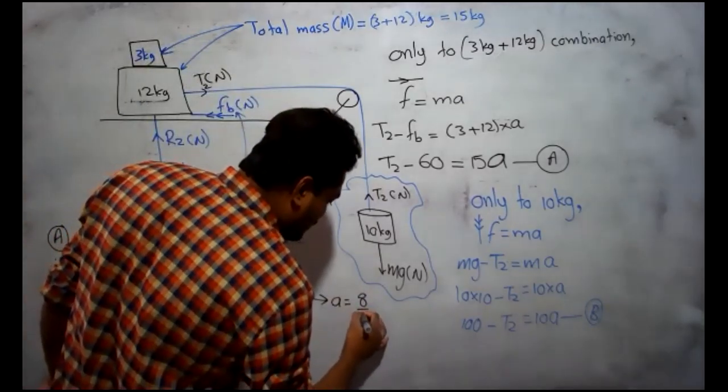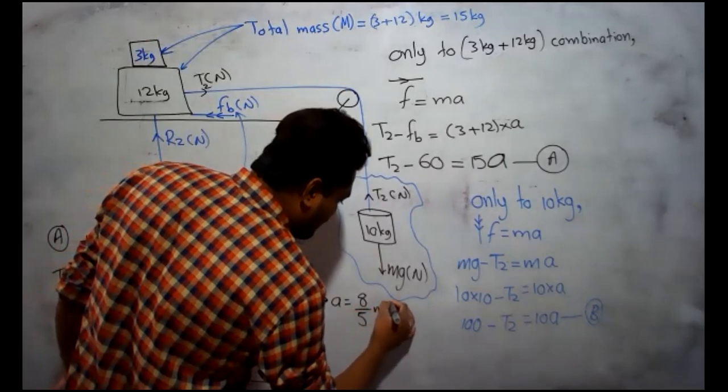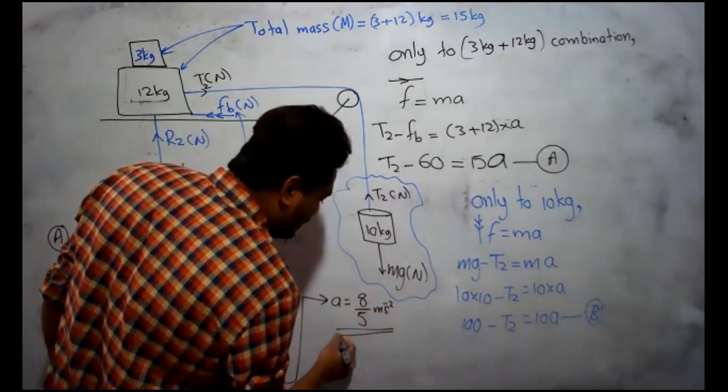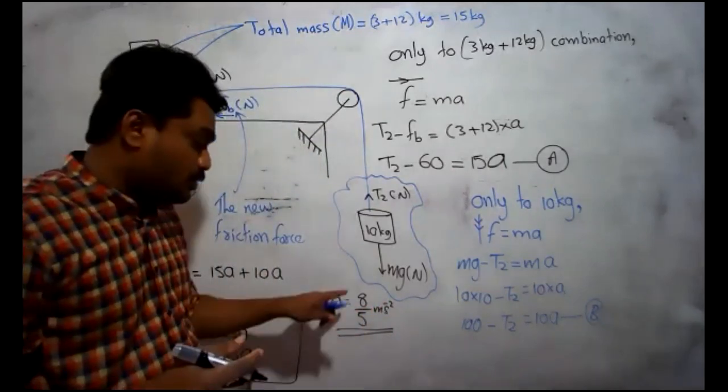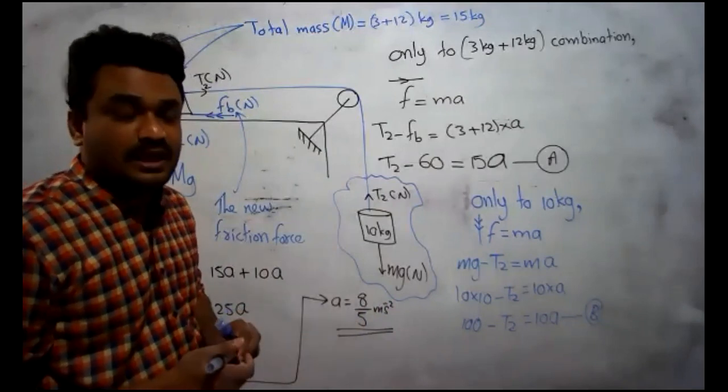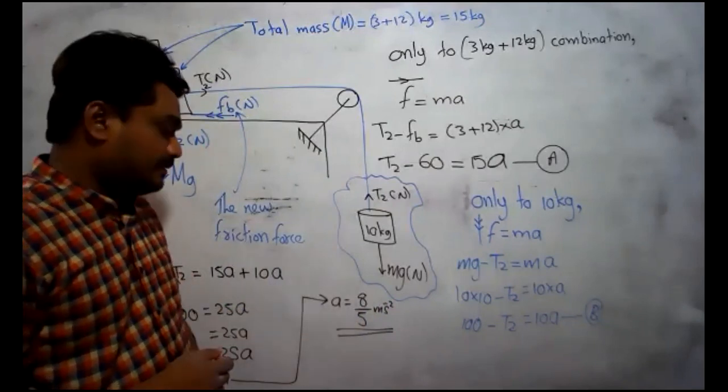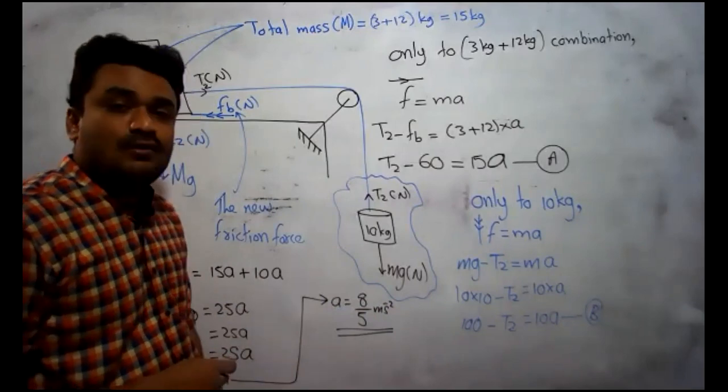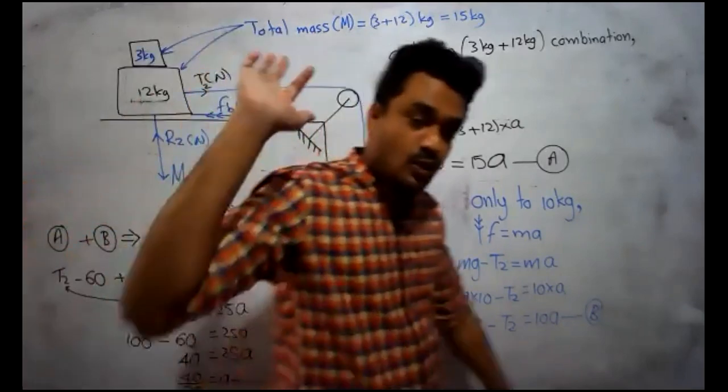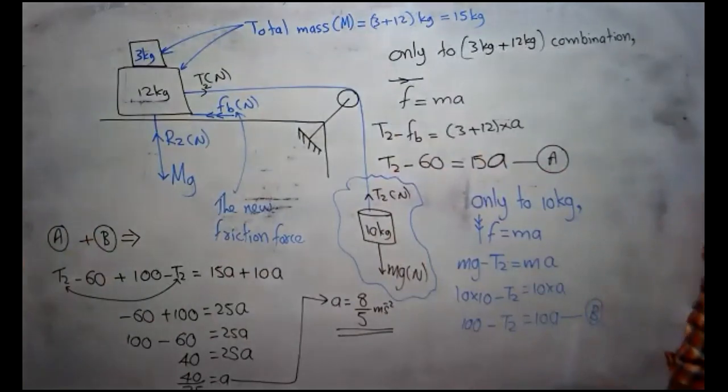So I would like to keep the answer in this format. I don't want to divide it because you should learn how to use fractions. It's a very good skill that you should learn. So acceleration is 8/5 meter per square second. Who got this answer?